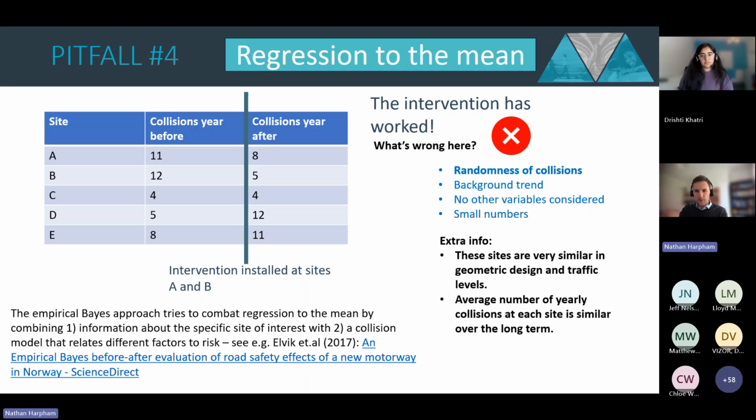I just wanted a little nod to the empirical Bayes approach, because this is something that has been used by quite prominent road safety researchers elsewhere. Chap called Elvik, who's, I wouldn't say he's a hero of mine, that's maybe a bit strong, but he's someone that I certainly look up to in terms of road safety analysis, quite a prominent statistician and researcher. This is one of his papers where he uses the empirical Bayes approach to try and combat regression to the mean, which basically combines information about the specific site of interest, i.e. maybe the number of collisions at that site, with a collision model that relates different factors to risk. And that's quite a nice technique that's been proven to work in terms of avoiding those kind of extreme effects.